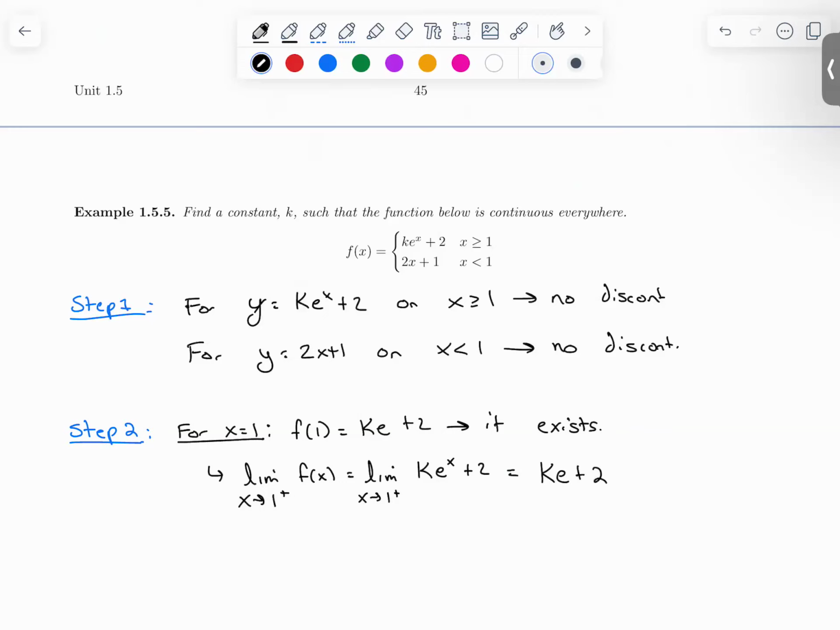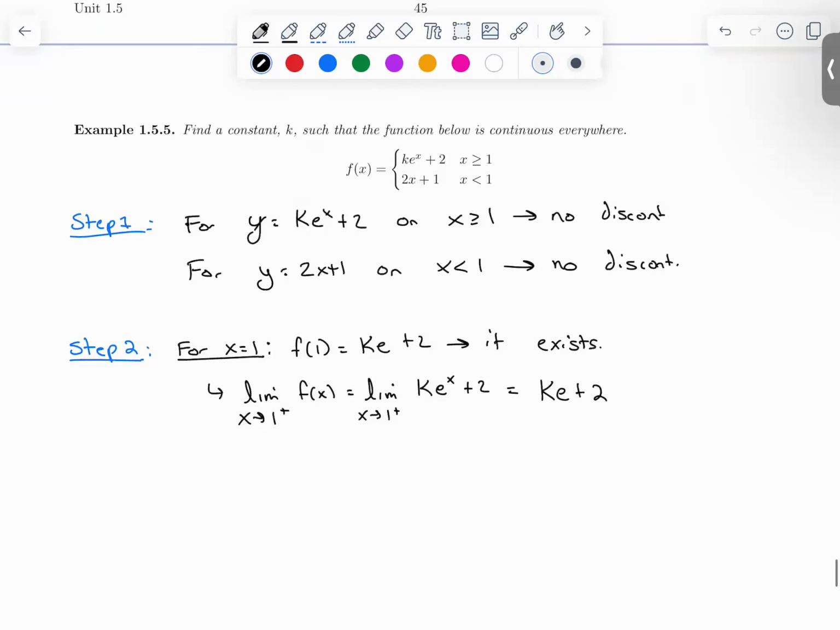Yes, it's the same calculation, I know, but once again, it's a different context. One of them is calculating a function value, one of them is calculating a limit. And so we need this to be equal. So we'll check the left-hand side. The limit as x approaches 1 from the left of f of x would equal the limit as x approaches 1 from the left of 2x plus 1.